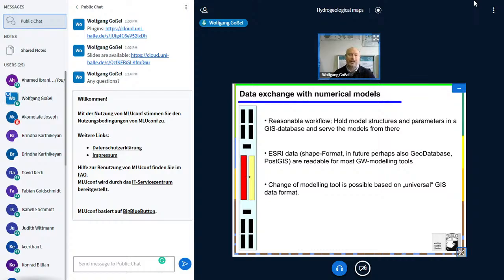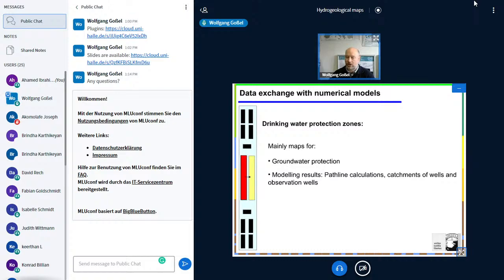And the big advantage is, the code is not only reliable, also FeFlow is reliable, or PC Geofilm here in Leipzig, it is reliable, it is proven in a lot of projects, but they have access to the code, and this is the big advantage there. Okay, so a change of modeling tools is possible if you have your database in a universal GIS data format. Yeah.